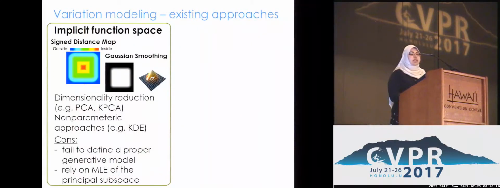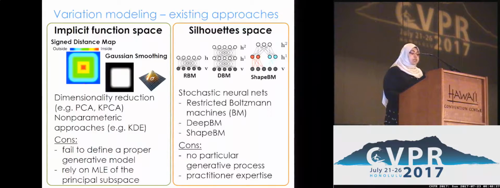To handle non-Gaussian data likelihoods, most existing approaches perform dimensionality reduction or non-parametric density estimates by representing shapes in an implicit function space. Nonetheless, these approaches fail to define a proper generative model, and they rely on a maximum likelihood estimate of the model parameters. Recently, stochastic neural nets have been adopted to learn distributions over binary inputs without relying on any intermediate representation of a shape. Nonetheless, these networks do not learn a specific generative process, which requires an exponential number of hidden units as well as training samples to approximate arbitrary binary inputs.